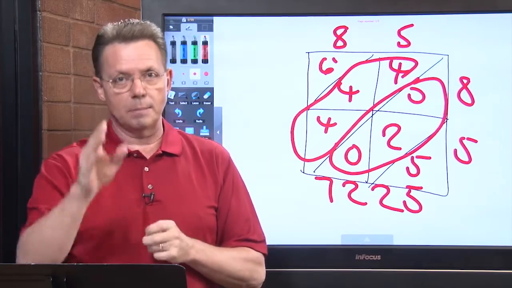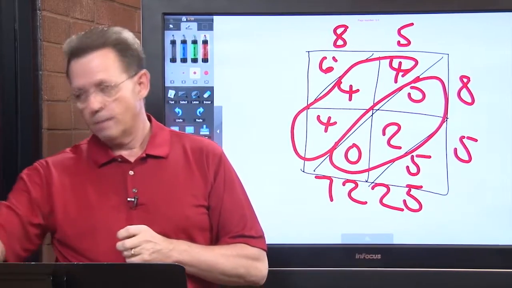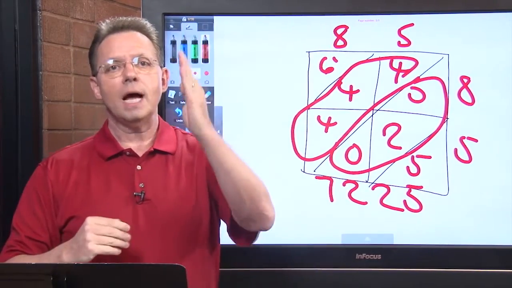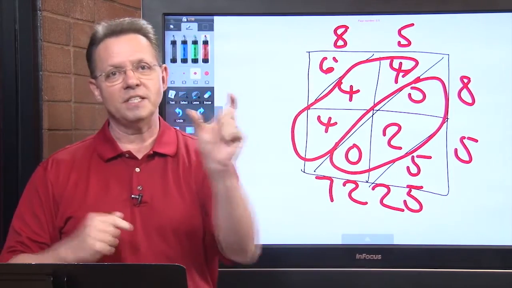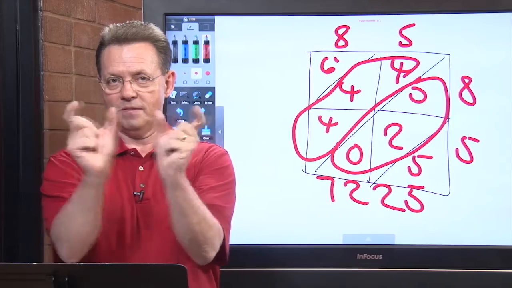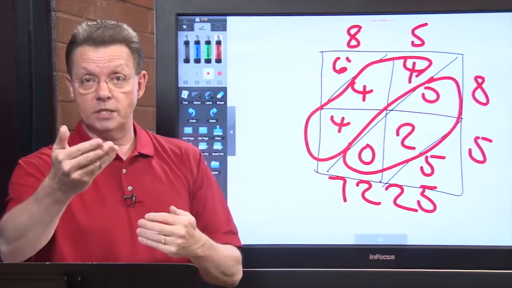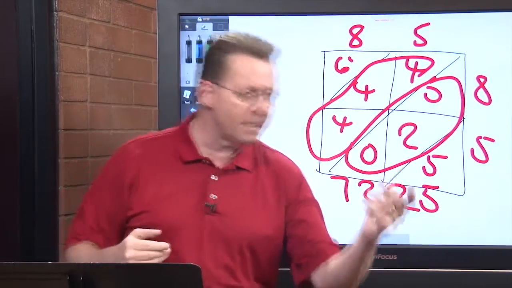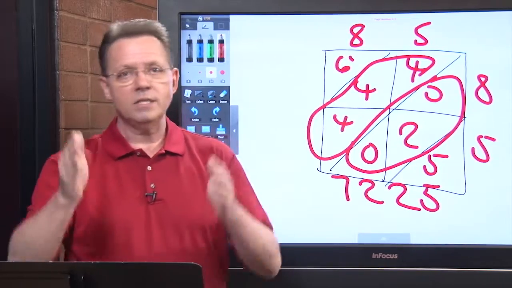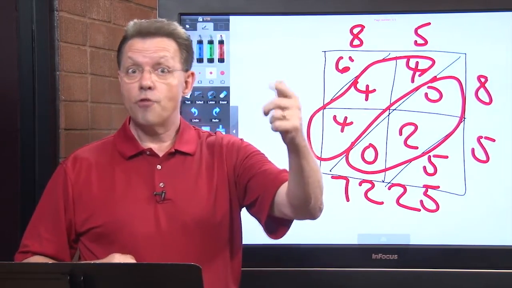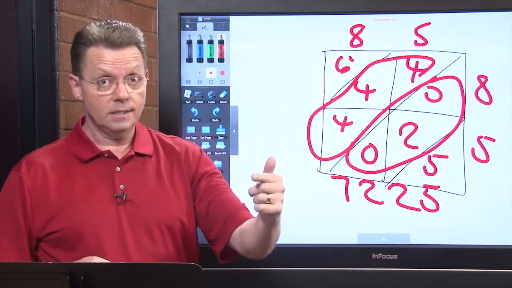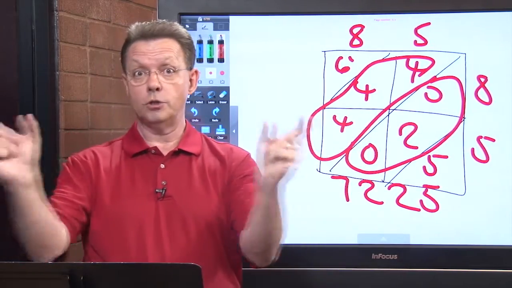75 squared. 5 times 5 is 25. 7 times 7 is 49. Plus 7 is 56. 5625. Or another one, just as an example of reinforcement, 65 squared. 5 times 5 is 25. 6 times 6 is 36. Plus 6 is 42. 4225.